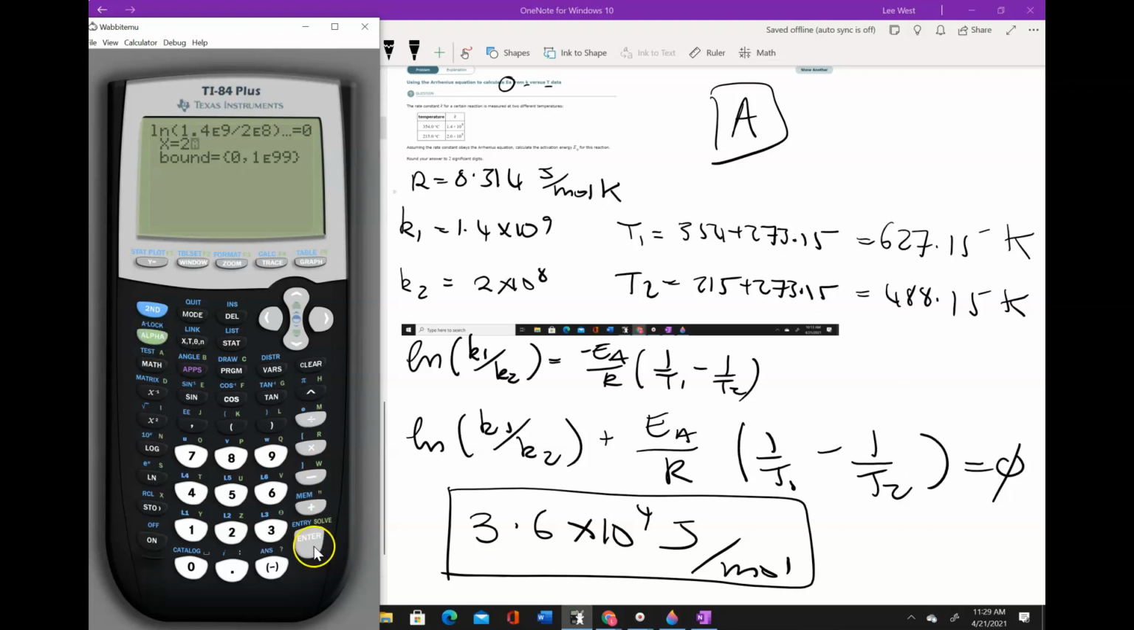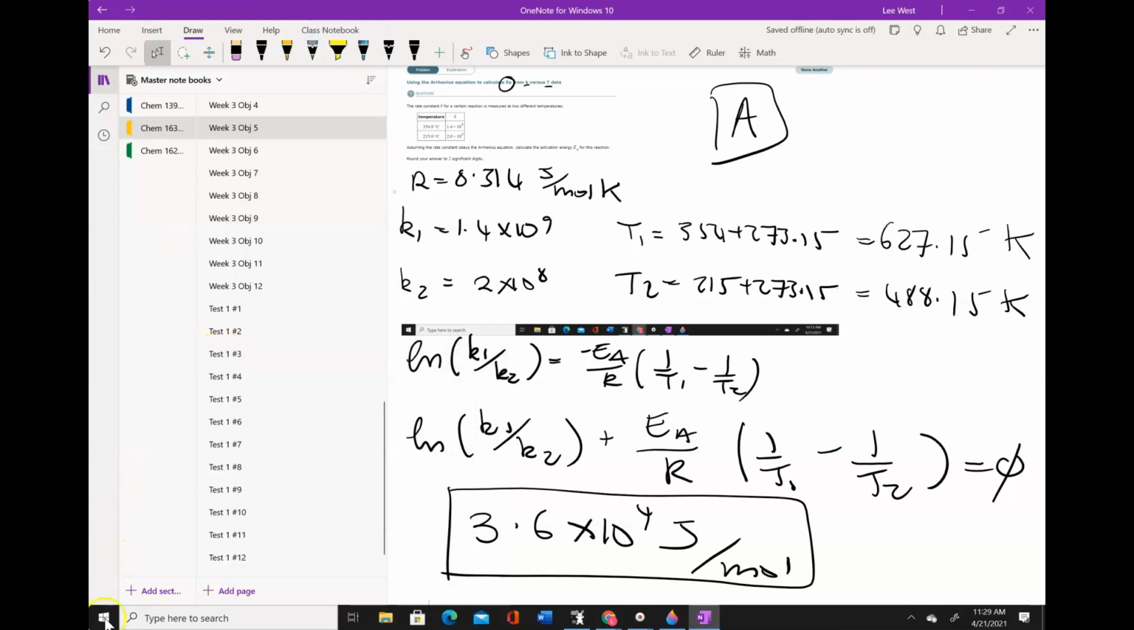You go alpha, solve, and then it'll only look for positive numbers, and it worked out just fine. All right. Okay. Not too bad.